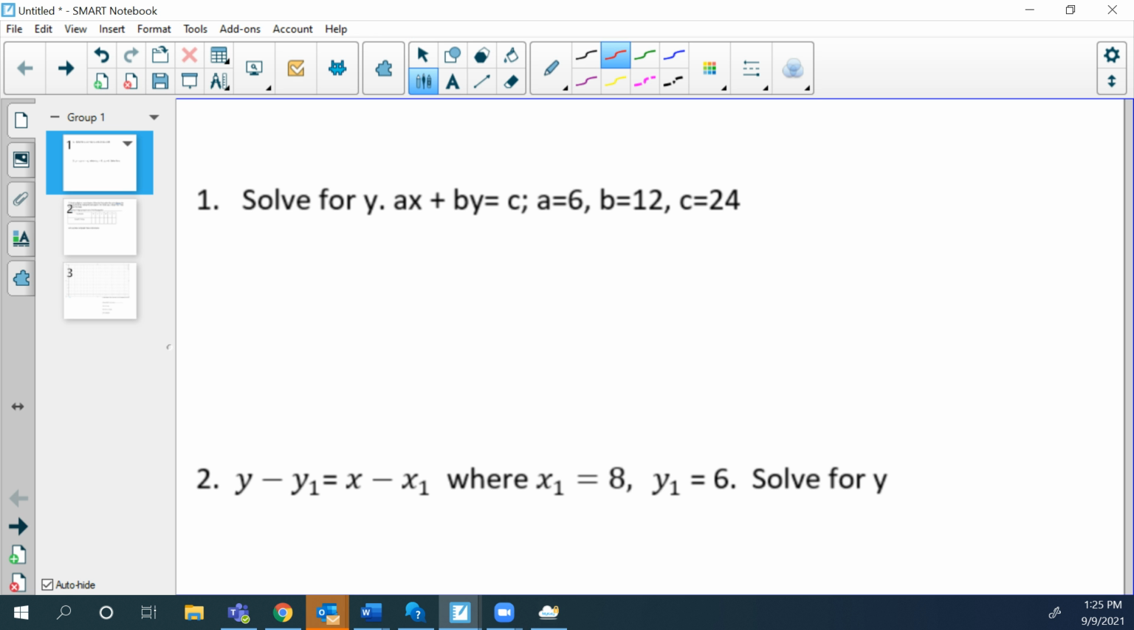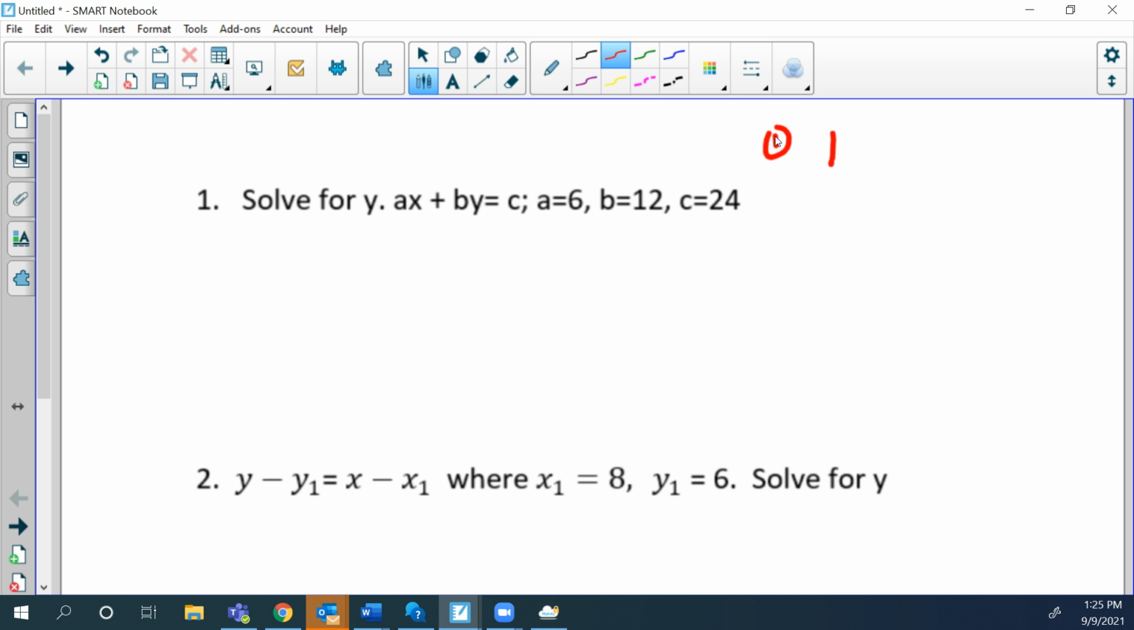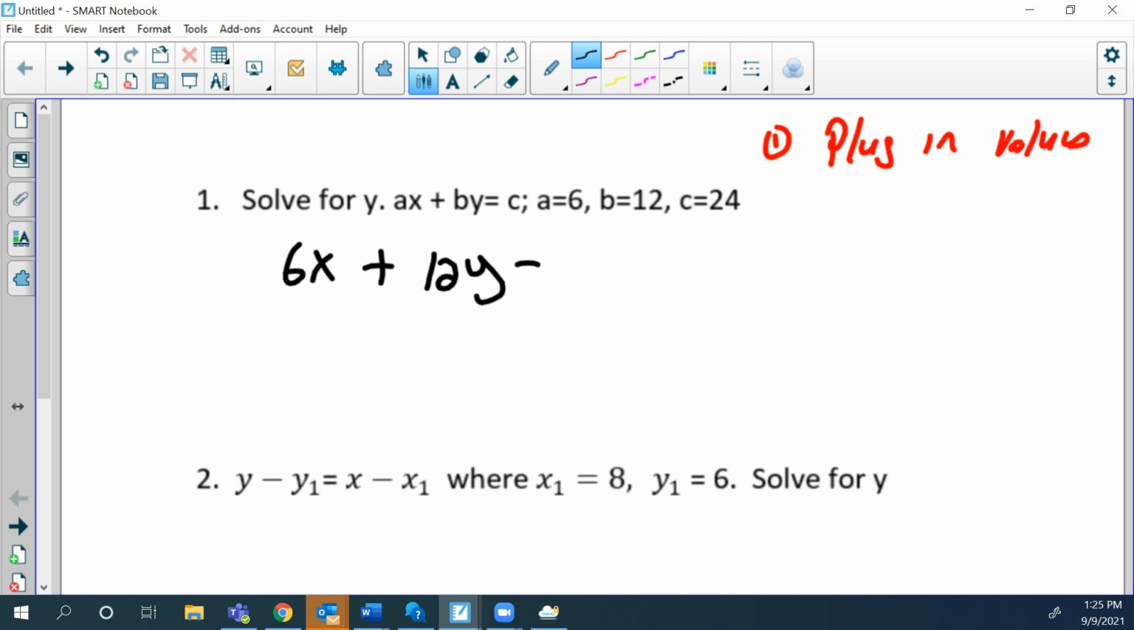Over this side, I'm going to put some rules right here. So, rule one: plug in values, or substitute values. All right, so now I'm going to get 6x plus 12y is equal to 24. Okay? Now, the actual solving for y.